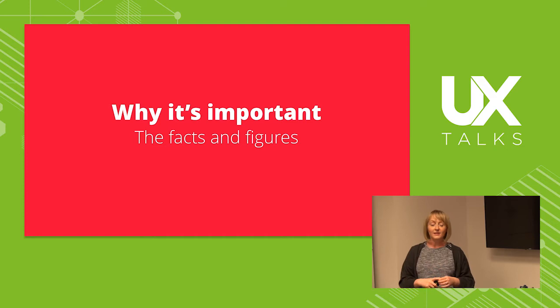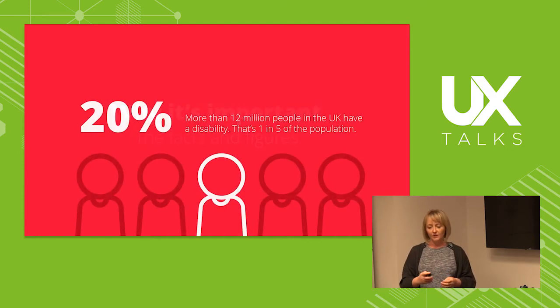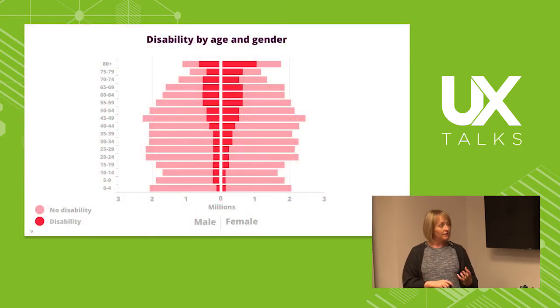Okay, why is this important, and especially for MoneySuperMarket? So to begin with, more than 12 million people in the UK have a disability. So that's 1 in 5, 20% of the population. That's a large chunk of the population. I've got a graph here which kind of splits it up.